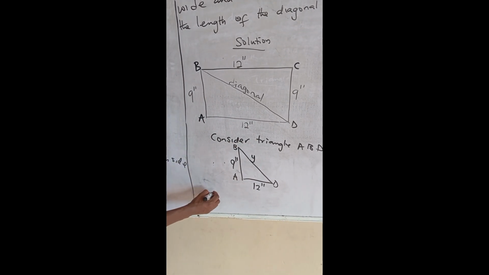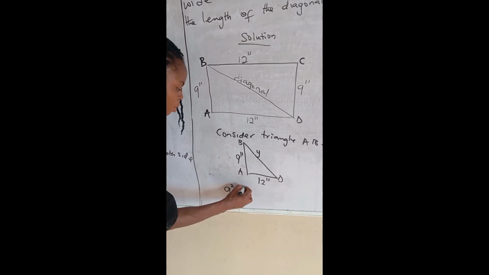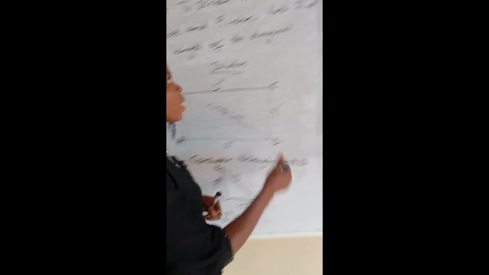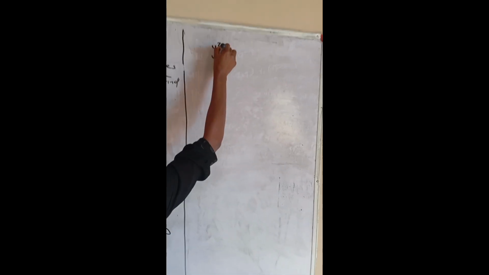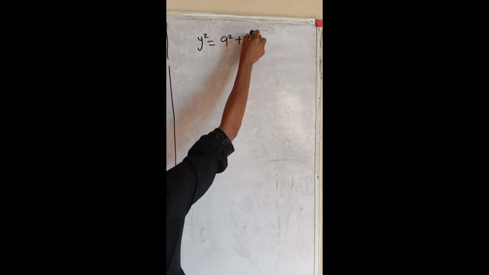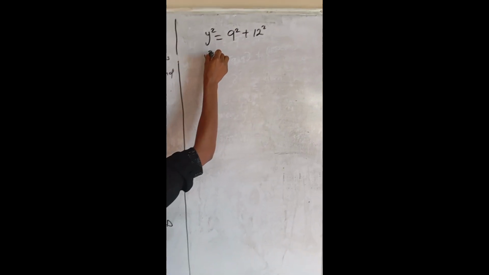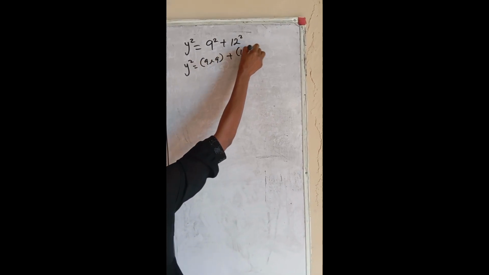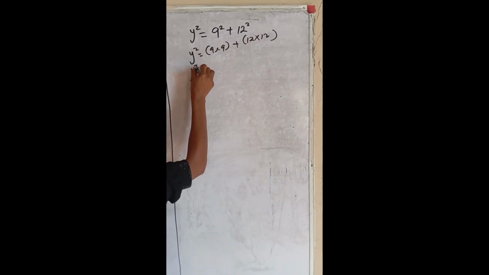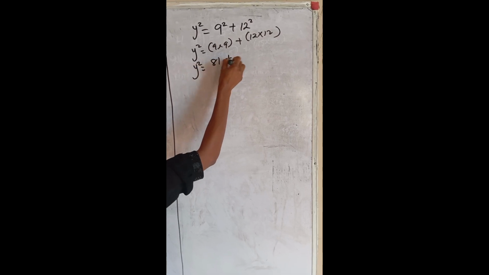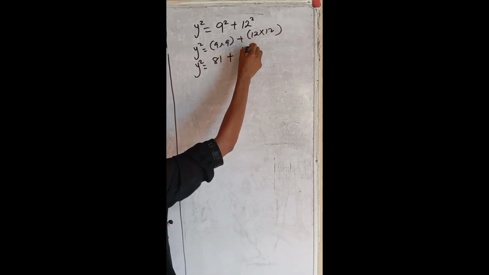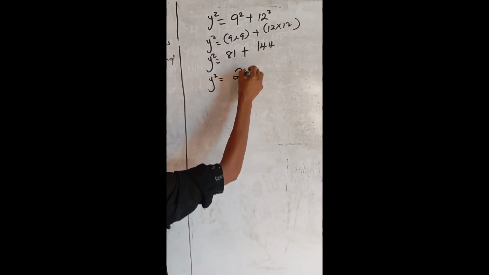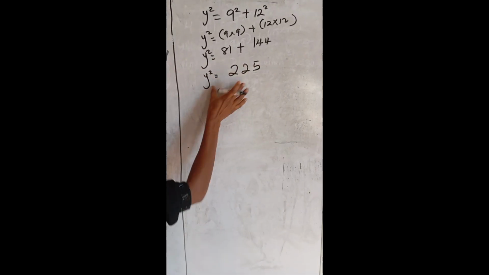This is y. Recall that Pythagoras is A square equals B square plus C square. Now let's substitute: A square, which is our y square, equals 9 square plus 12 square. Y square equals 9 times 9 plus 12 times 12. Y square equals 9 times 9, 81, plus 12 times 12, 144. When you add it together, y square equals 225.